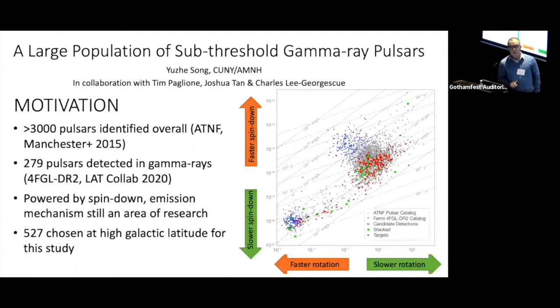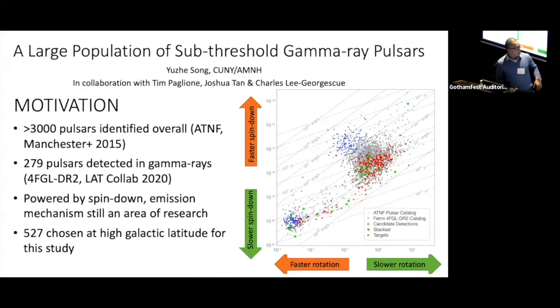So today I'm going to talk about the work that I've been doing for the last year and a half, which is part of my dissertation. It's detecting a large population of subthreshold gamma ray pulsars using Fermi data. This is in collaboration with my advisor Tim Paglione and Joshua Tan and Charles at LaGuardia Community College.